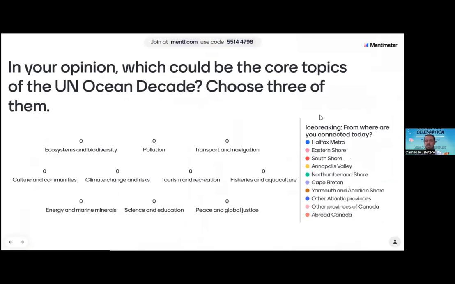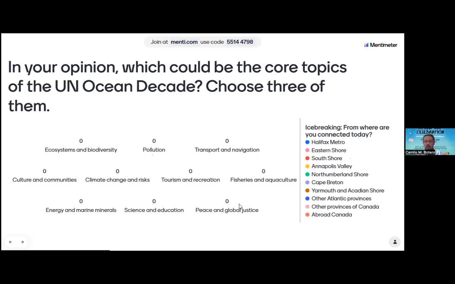But I want to ask you, because this interactive activity is better when you are participating. In your opinion, which could be the core topic of the United Nations Ocean Decade? The United Nations Ocean Decade, I will show you, is that during the whole decade, we are trying to know more about the oceans. But to know more about the oceans, we need all the scientists to study the oceans more.